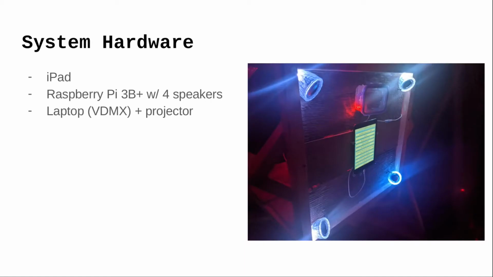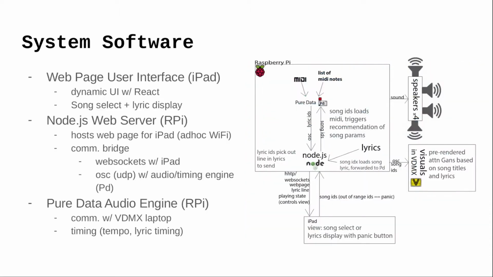The hardware involved for Karaoke of Dreams includes an iPad, a Raspberry Pi as seen in the box with the red light, 4 speakers, a laptop not pictured running VDMX, which runs the generative visuals as seen on the previous slides, and a projector. The iPad runs a web page user interface, which is made dynamic through React. The web page is hosted on the Raspberry Pi via Node. The Raspberry Pi hosts an ad hoc Wi-Fi network that the iPad connects to.